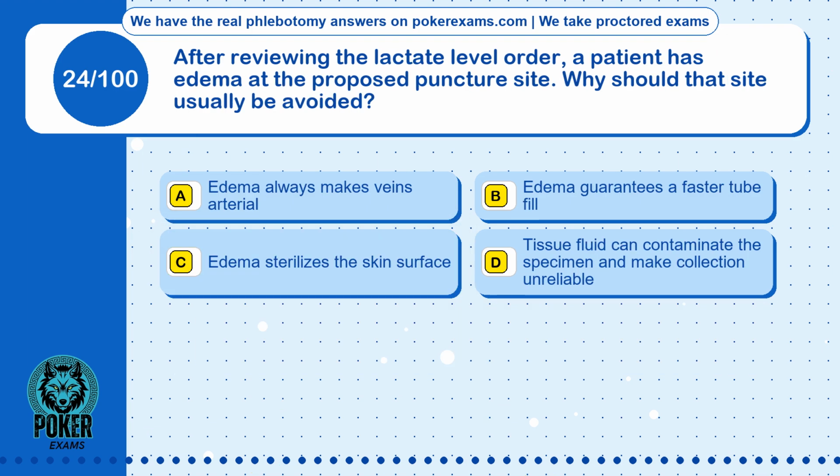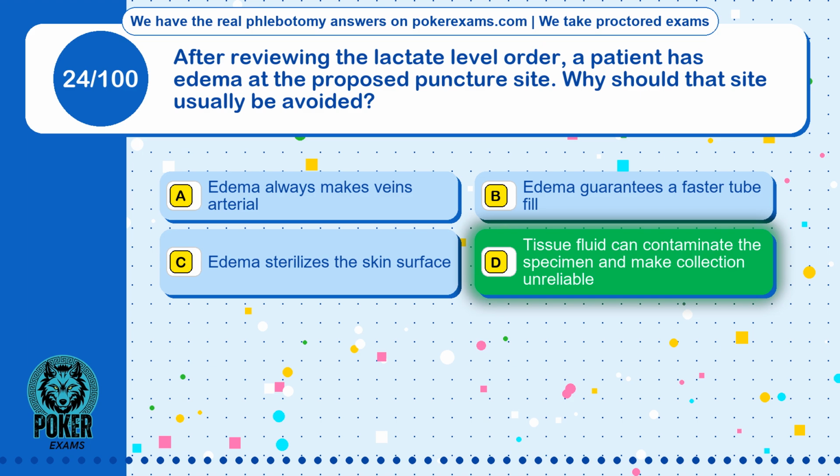Question 24. After reviewing the lactate level order, a patient has edema at the proposed puncture site. Why should that site usually be avoided? Option A, edema always makes veins arterial. Option B, edema guarantees a faster tube fill. Option C, edema sterilizes the skin surface. Option D, tissue fluid can contaminate the specimen and make collection unreliable.